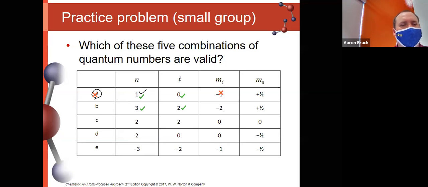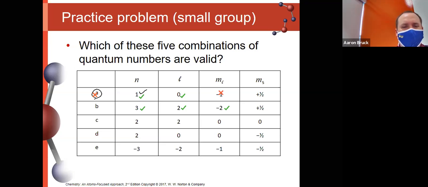Remember, the rule is that L can go as high as n-1. So with n being 3, n-1 is 2. 2 is the maximum number for the angular momentum quantum number. So it still fits. M sub L, we're given a value of -2 here. Does that fit? Yeah. Remember, we're bounded by L, -2 to +2. -2 is one of those allowed values. That one's okay as well.